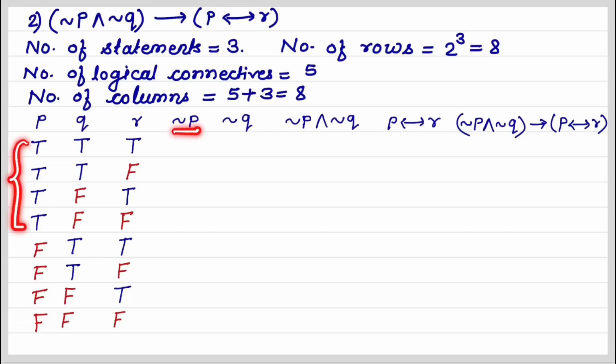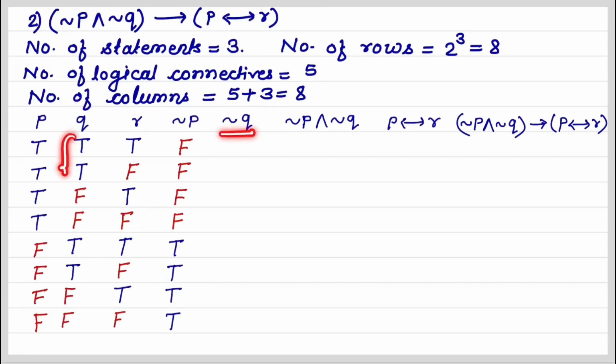For negation of P, as the 4 values of P are true, negation of P will be false, and then 4 values false, so negation of P will be true. First 4 values false and then 4 values true. With the same rule, negation of Q: 2 values false, 2 values true. Again 2 values false, 2 values true.